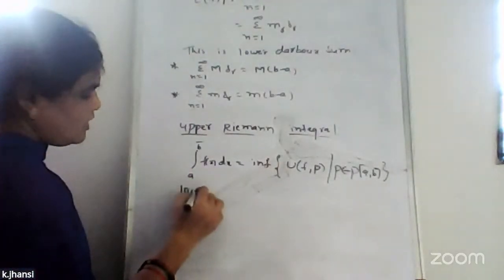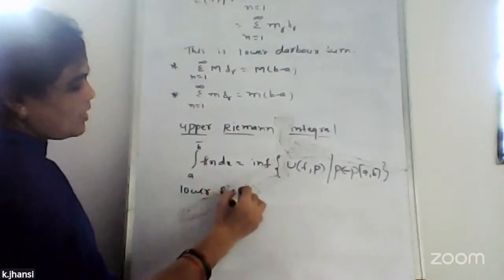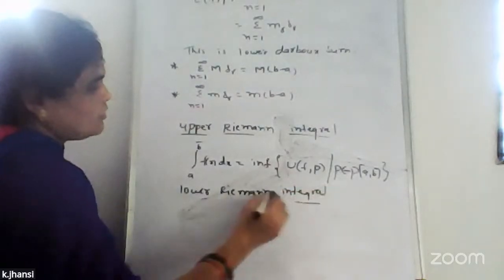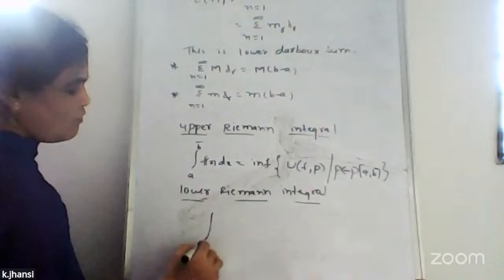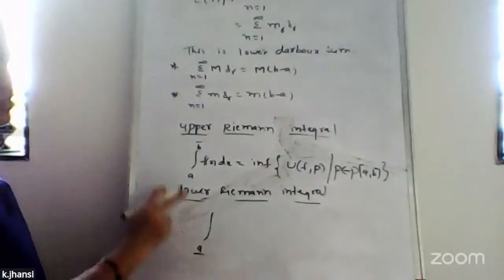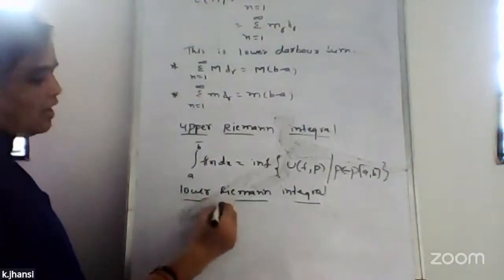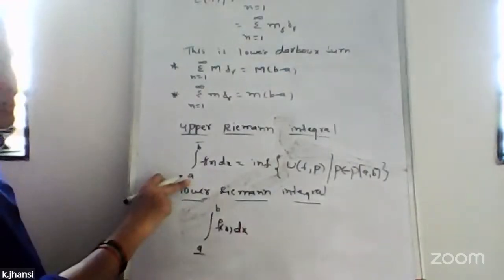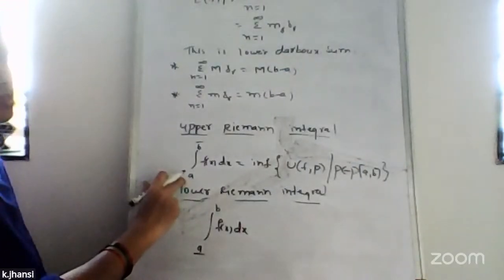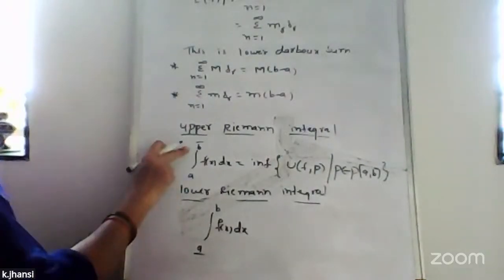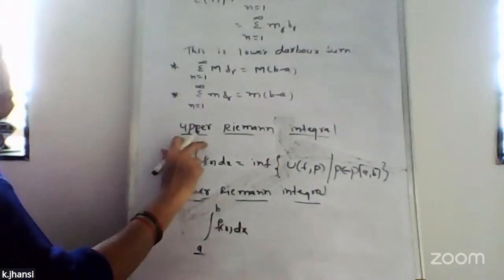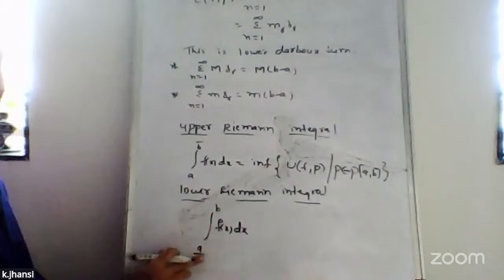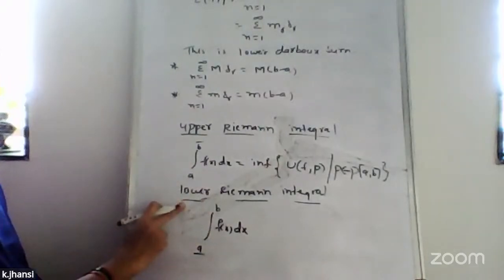Next, lower Riemann integral. For the lower Riemann integral, the lower integral has the dash at the lower limit, the integral from a to b of f(x) dx. As we know from the limits, the integration part we have seen in second semester, this is the lower limit and this is the upper limit. For the upper limit, whenever the dash symbol is there, it represents the upper Riemann integral. For the lower limit, if you have the dash, it is represented as a lower Riemann integral.